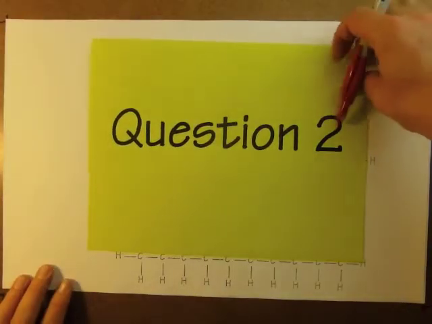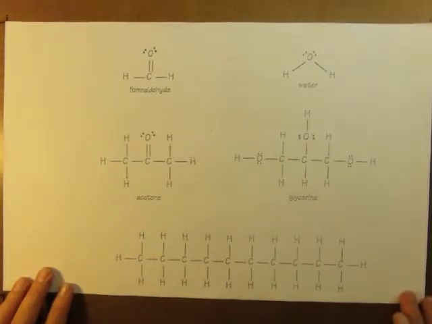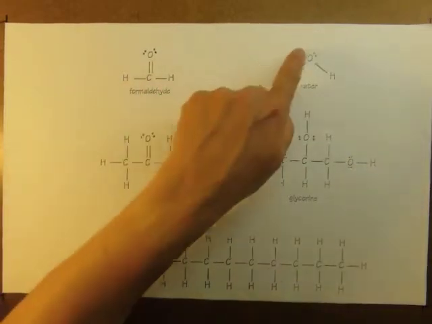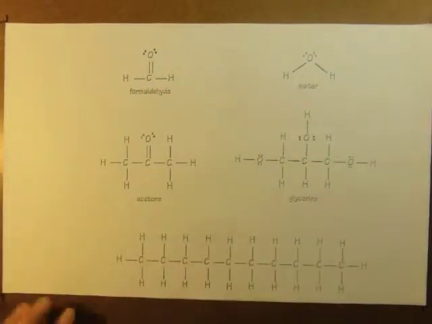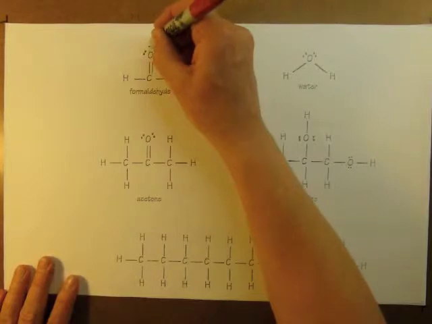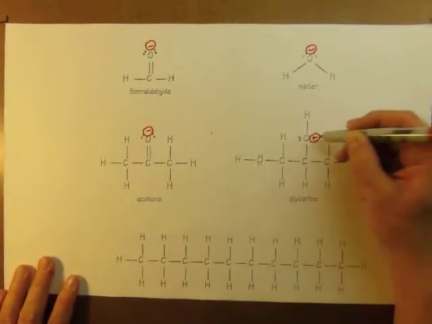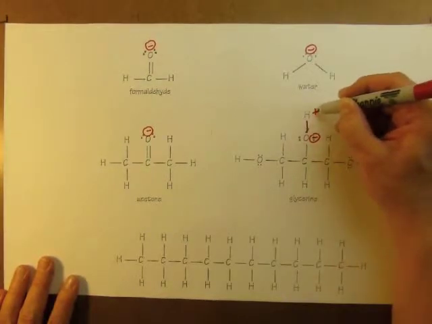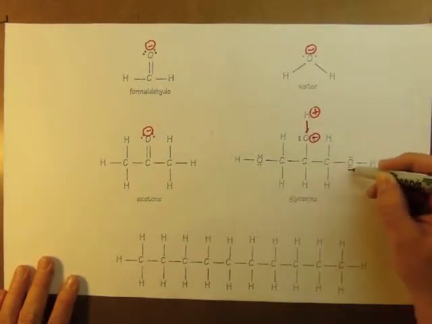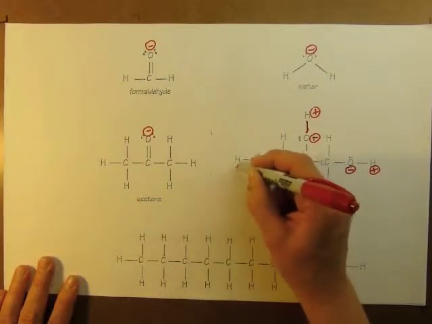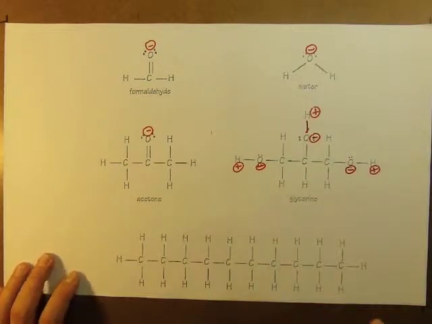Question 2. Which of the molecules can make hydrogen bonds? We've done this a couple times now, and we know what to look for. Look for oxygen. Wherever there's oxygen present, we can make hydrogen bonds. So we can do it here, and here, and here, and here. Oh, and look, there's a hydrogen there, so we can add a positive. And here, there's a negative and a hydrogen, so we can add a positive. Same thing here. Looks like glycerin's got a lot going on. And down here, decane, nothing. No oxygens anywhere, so we can't make any hydrogen bonds.